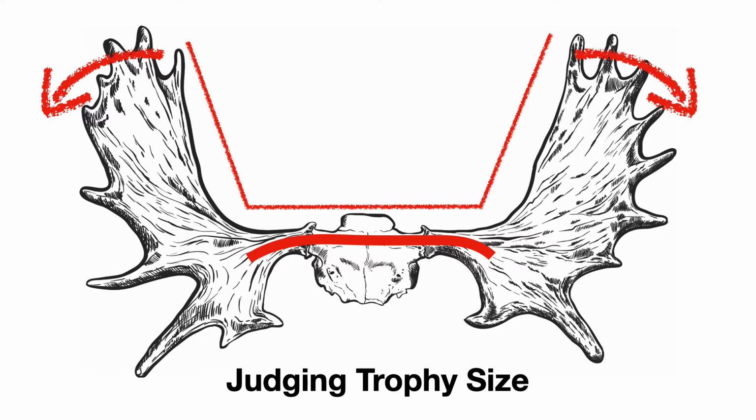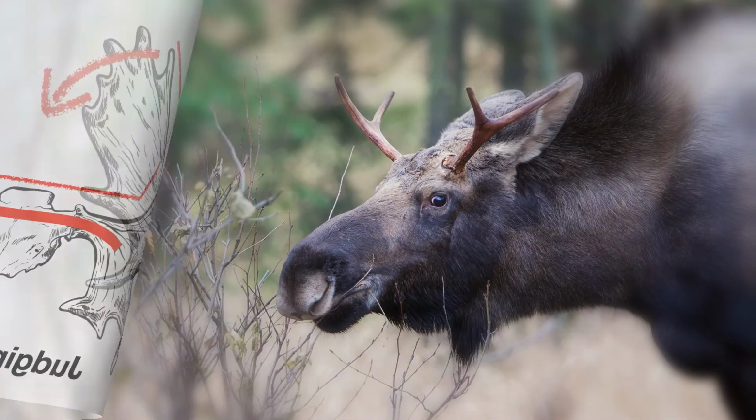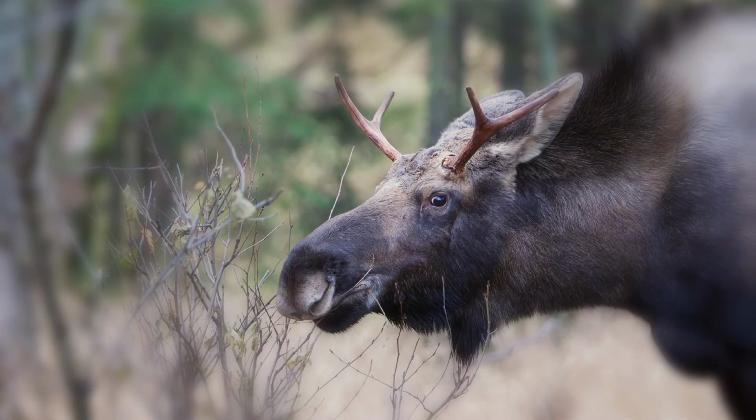Okay, let's look at some moose and see if we can put what we've learned into practice. This is a young spike fork. He meets the legal requirements for a forked horn bull and would be legal in a spike fork 50-inch area.